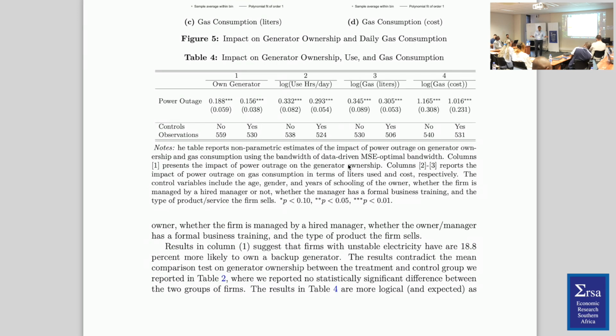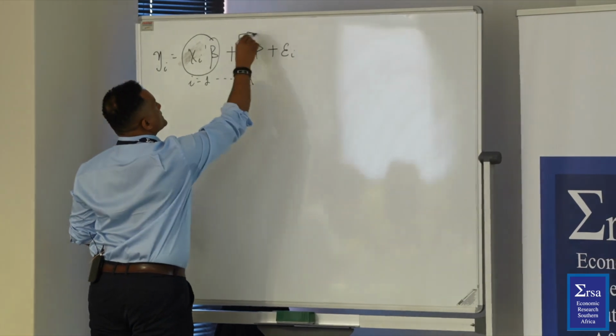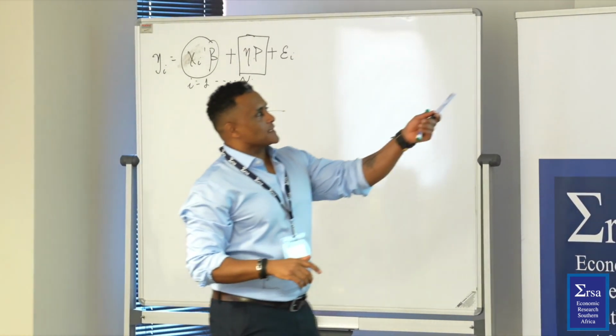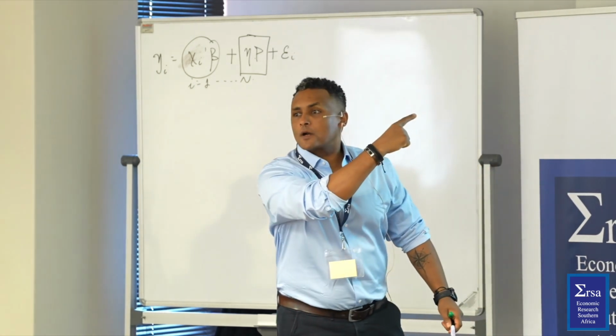So all these are like 10, 15 controls. We call them control variables. So I controlled for them. You see, these are the X variables. You have to always control for them, of course. My main focus is power outage. So the results that I present is what? Only the coefficient on power outage.